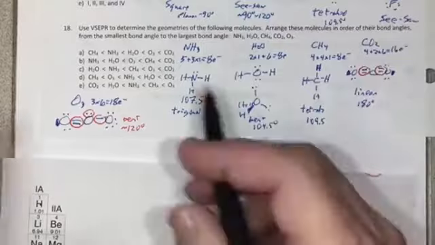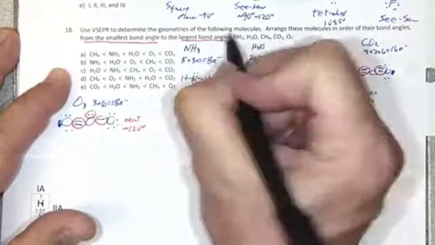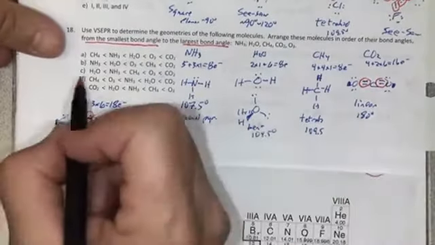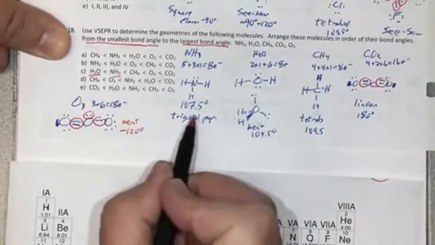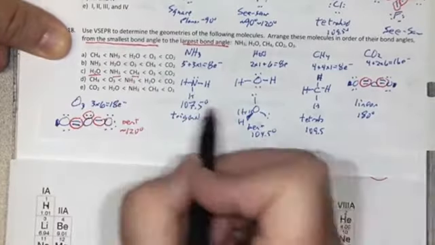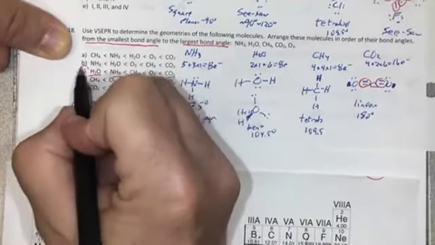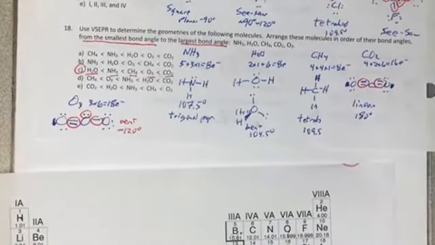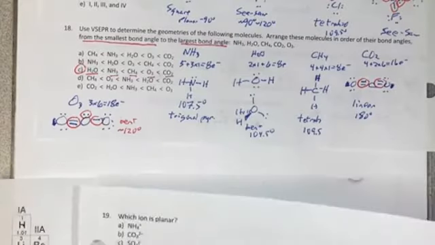So we're going to list these from the smallest bond angle to the largest bond angle. And as we look at this, the smallest bond angle will be water. So it looks like it's going to be water, 104.5, ammonia, 107.5, methane, 109.5, ozone, 120, carbon dioxide, 180. So the correct answer is choice C. And you don't memorize that because you may get molecules that are different than that, but this is the process you go through. You use VSEPR to make these predictions.